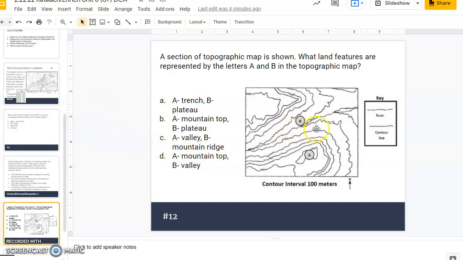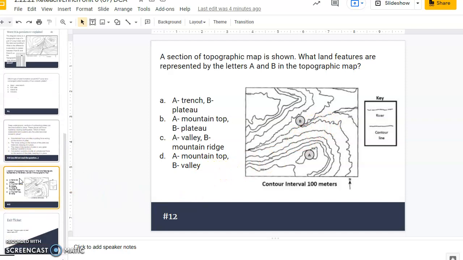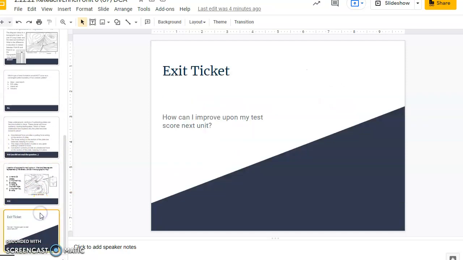But is B a plateau? Well, look, down here it says 200 and up here it's 800. Plateaus are higher. So this is likely a valley, and remember the V-shaped river valley, so B would be our answer. And lastly, we want you to figure out how you can improve upon your test score next unit.